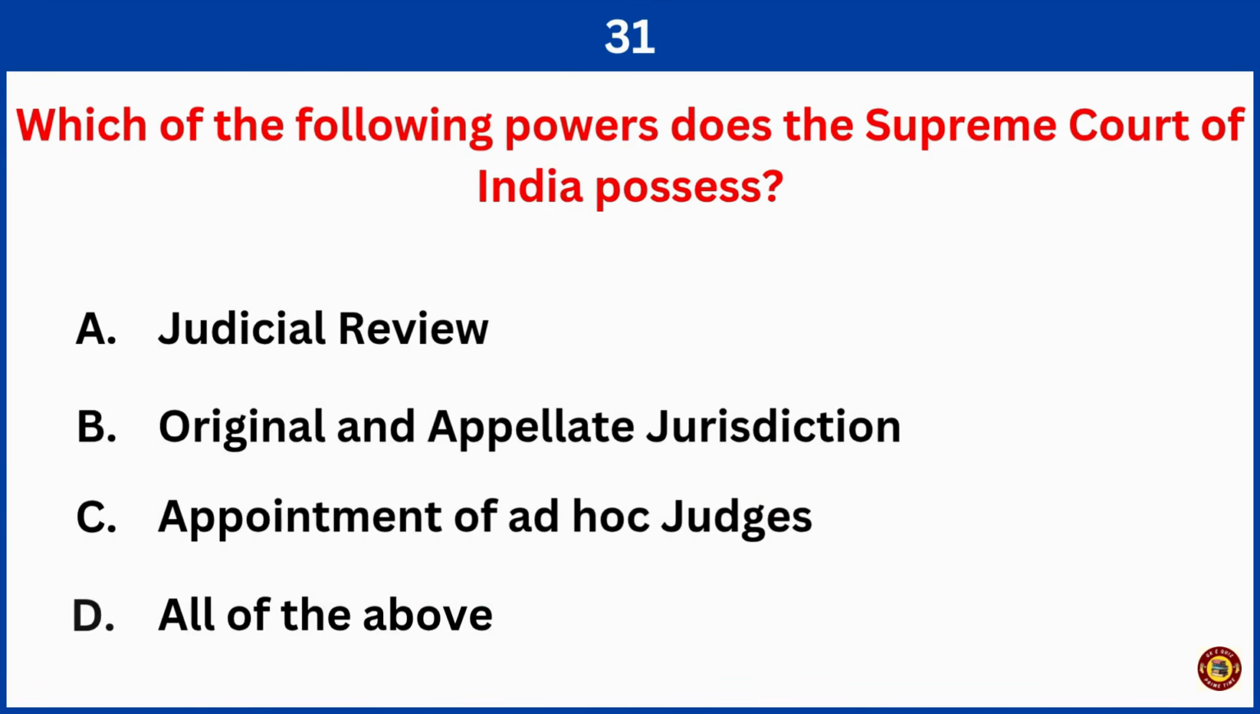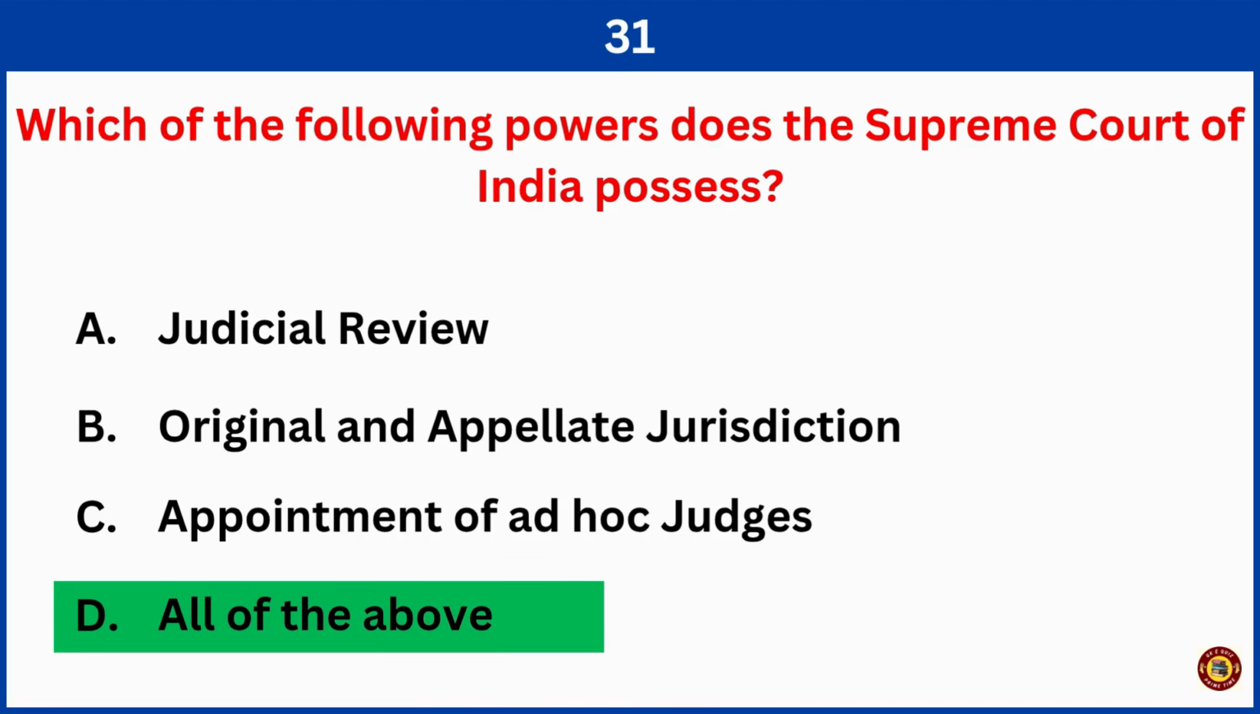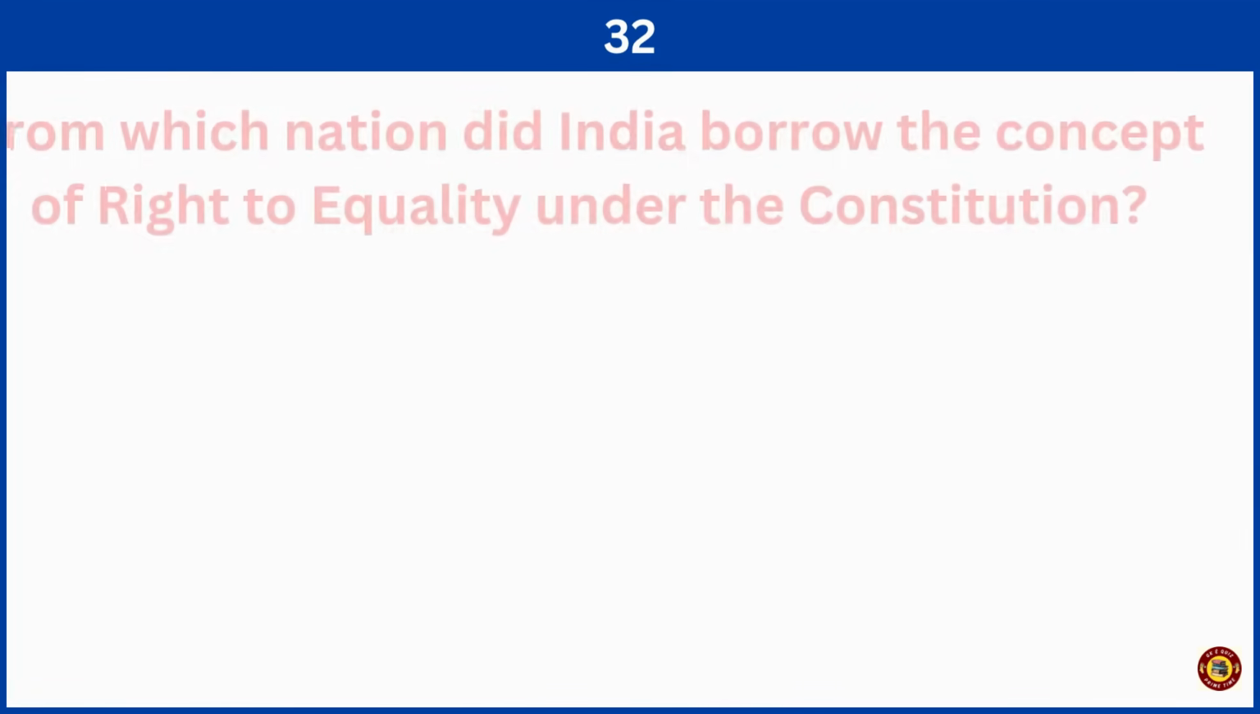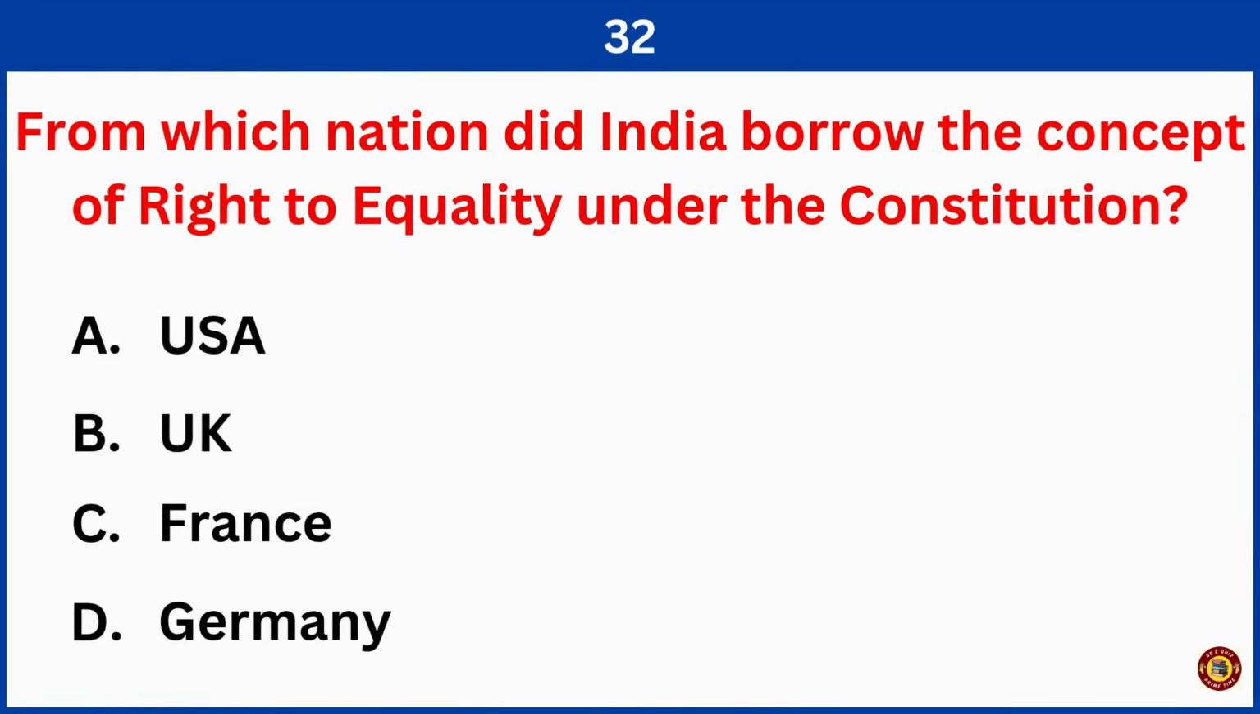Which of the following powers does the Supreme Court of India possess? Correct answer is option D, all of the above: judicial review, original and appellate jurisdiction, and appointment of ad hoc judges. From which nation did India borrow the concept of right to equality under the Constitution? Right answer is option B, United Kingdom.